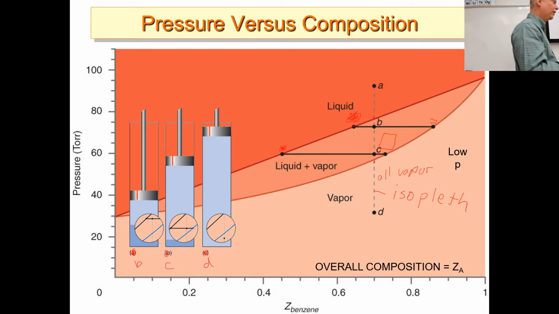And so what's going on then is this isopleth, the overall composition Z, we have Z benzene here. And so that's the overall composition of benzene. And then this line right here, which letter would I use to label this line right there? X or Y, those are your two choices. Yeah, this is Y benzene. And then this line right here is X.